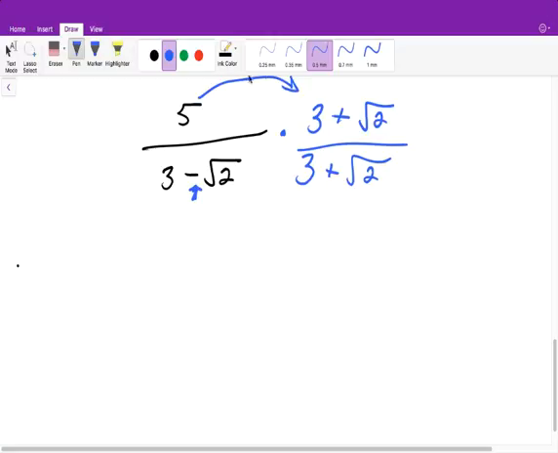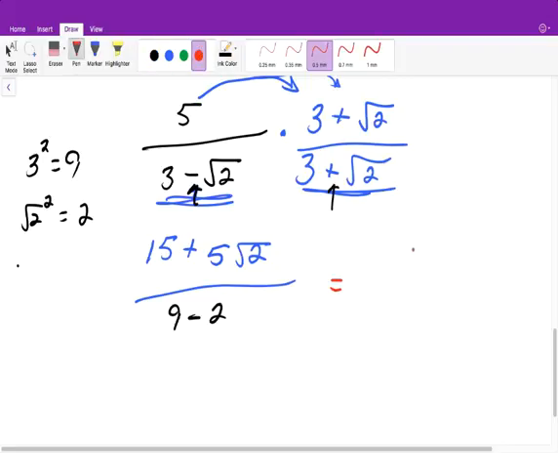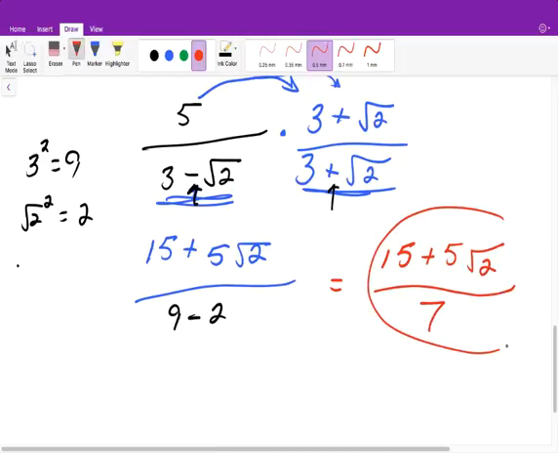So then we will distribute this 5 in, so it becomes 15 plus 5 times the square root of 2. And the good thing here is we create a difference of squares. So all we need to do is just square the first number. So 3 squared is equal to 9. And the square root of 2 squared is equal to 2. And since the square root of 2 had the sign that changed, it becomes 9 minus 2. So our final answer is equal to 15 plus 5 times the square root of 2 over top of 7. And nothing can reduce, so that is it.